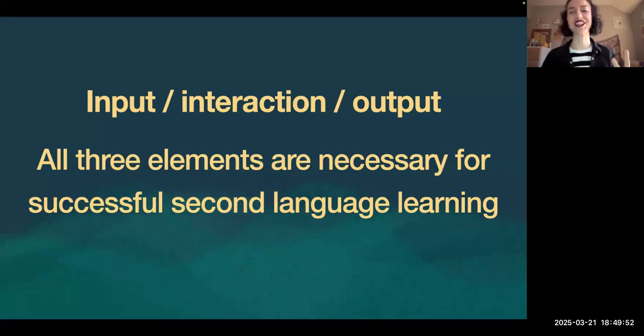Second step, interaction. I do believe that making children, younger learners, interact might help them to expose themselves to others, to communicate, to be curious, and also to gain self-confidence. If I see my peers struggle, I might feel less stressed about myself. And then output, asking them to produce something.